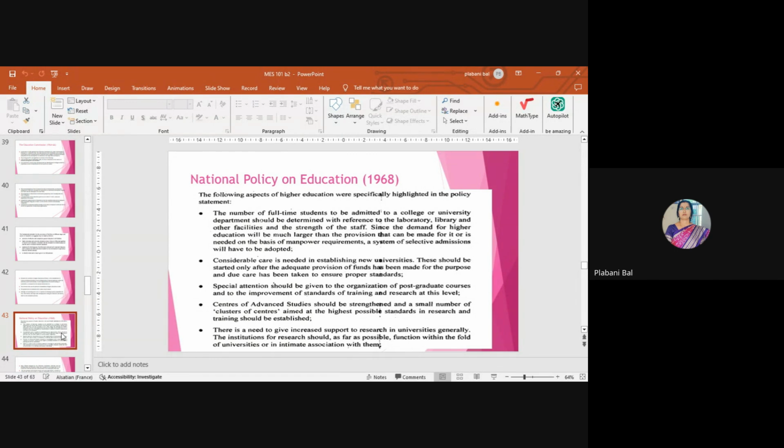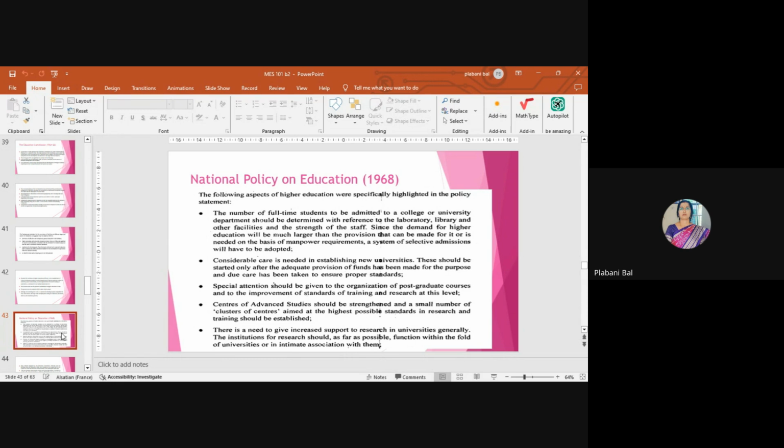So 64-66, you have another national policy on education, that is your 1968. Actually, the national policy on education was first of all framed in 1968, and what happened next we will discuss.